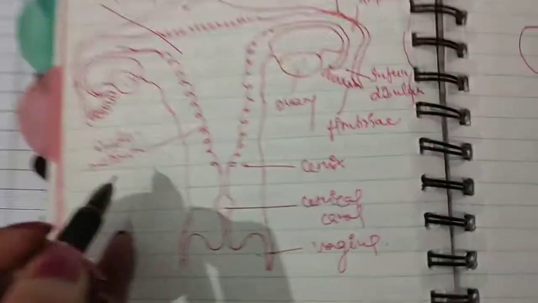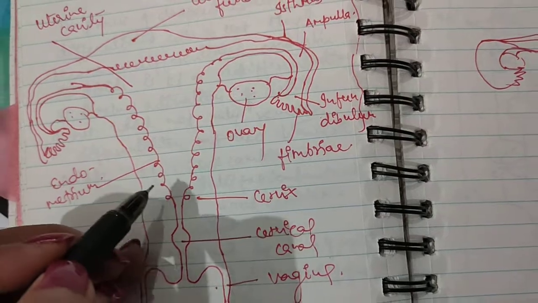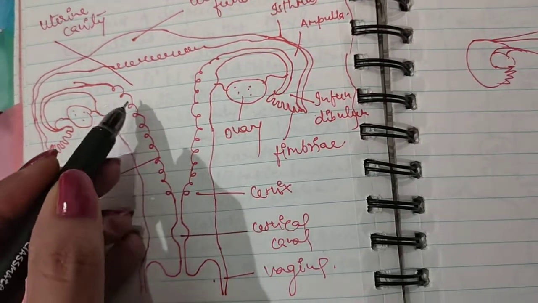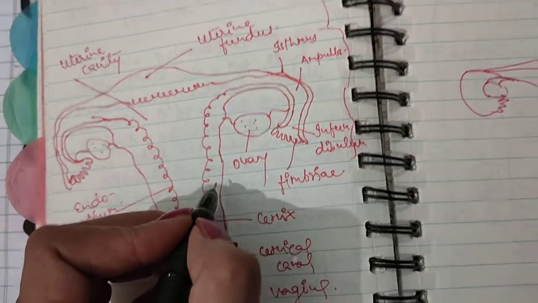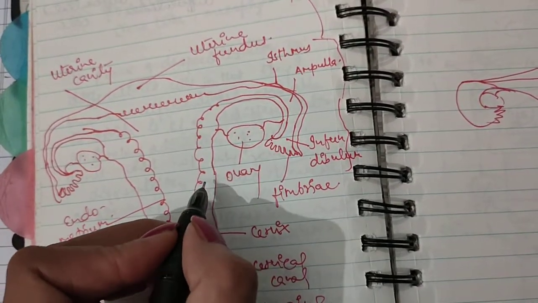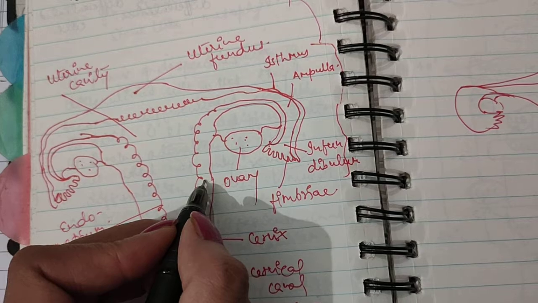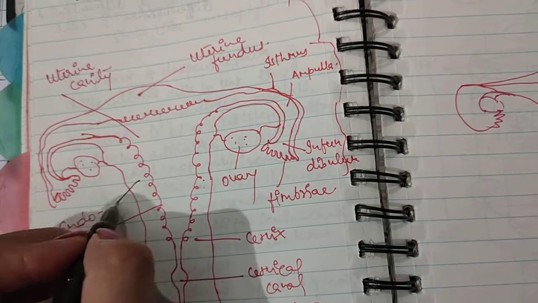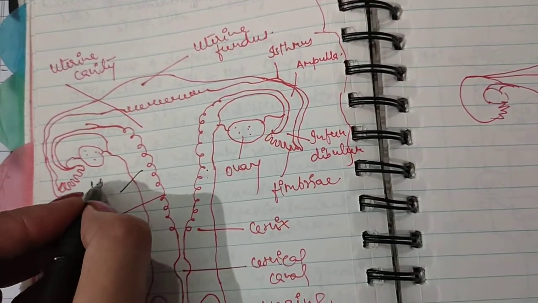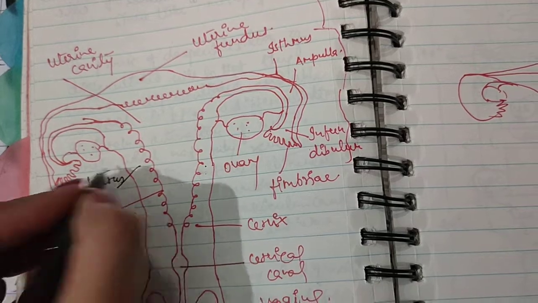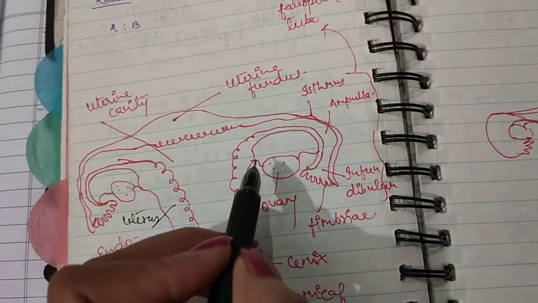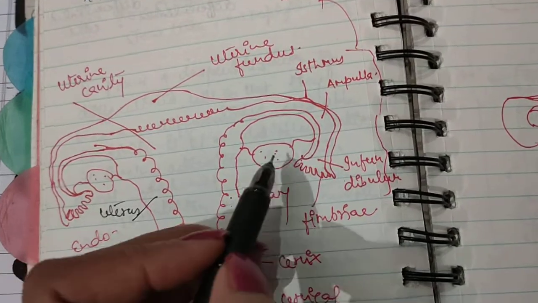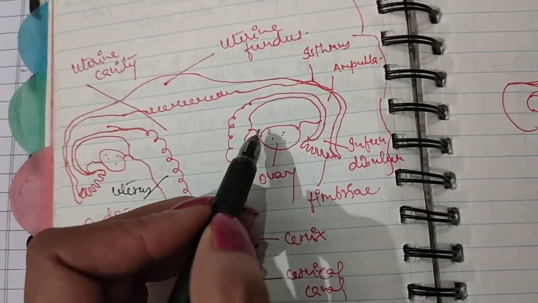and this is the endometrial lining, you can see here, and here you can see this is uterus. Then you can see here that this is ovary.